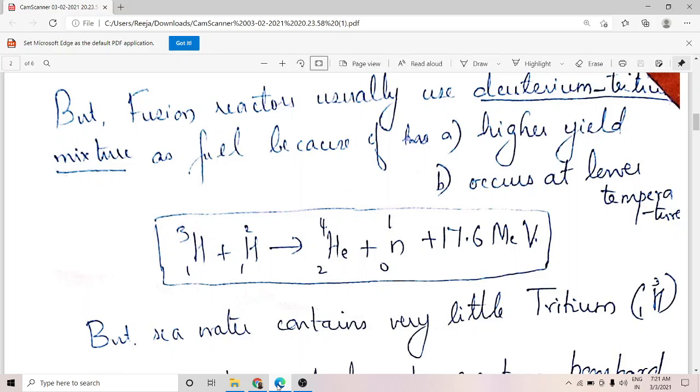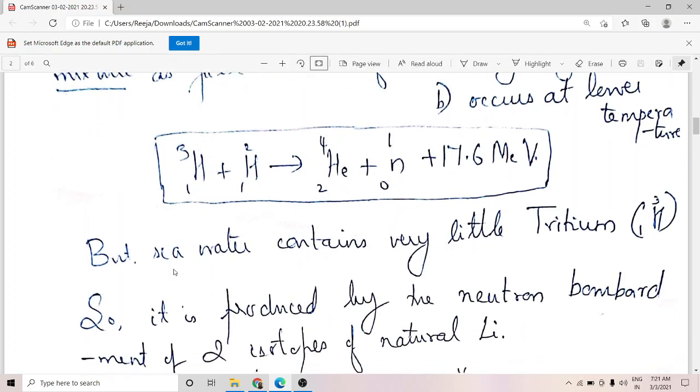One is it has higher yield, or it gives a greater amount of energy per reaction, and it occurs at a lower temperature. So H13 plus H12 gives He24 plus N01, that is a helium nucleus plus a neutron plus 17.6 MeV. That is a much larger amount of energy released in this fusion reaction. But here the disadvantage is that seawater contains very little tritium, H13.